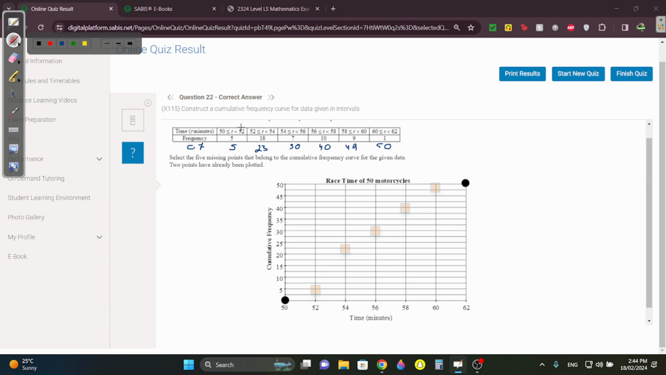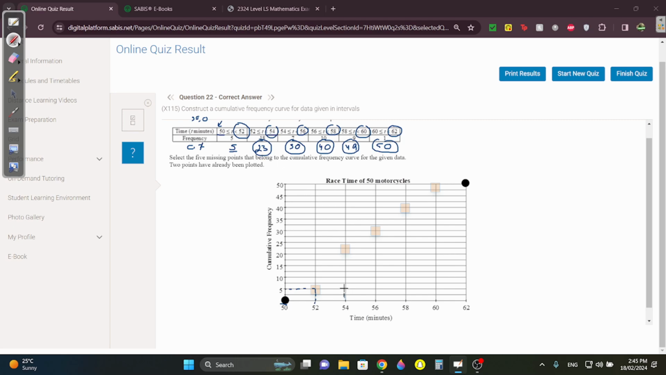How do you graph? You always take the last number with your cumulative frequency. Okay, so these are your points. So let's do it. The first point goes with 0, by the way, 50 0, and it's already there. The second point we said 52 5, so 52 5, it's there.